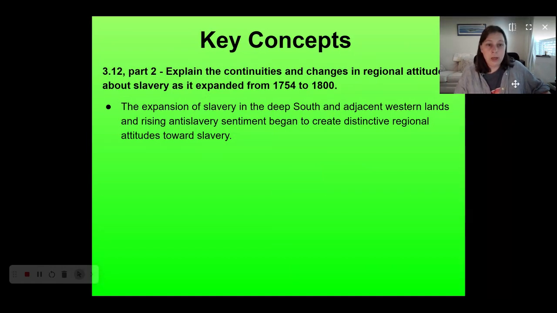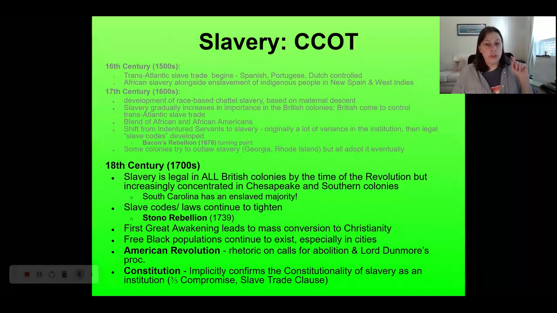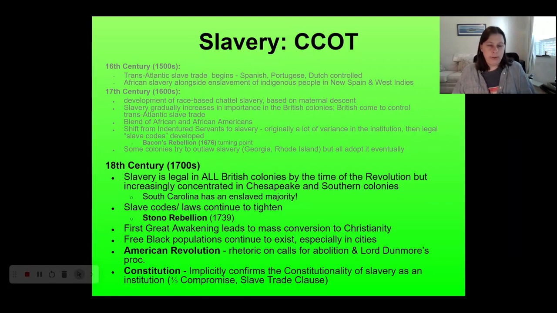Last key concept for the unit, not the least, very important, has to do with changes in regional attitudes about slavery and the institution of slavery in general. If you remember from previous review videos, what we're doing with slavery is looking at continuity and change over time, CCOT: what changes, what stays the same. The bottom in the black is a good summary of where the institution of slavery is at in the 1700s, around the time of the Revolution and the very early 1800s. Again, it was legal in all of the British colonies at the time of the Revolution, but increasingly concentrated in the South, becoming more identified with the South region.